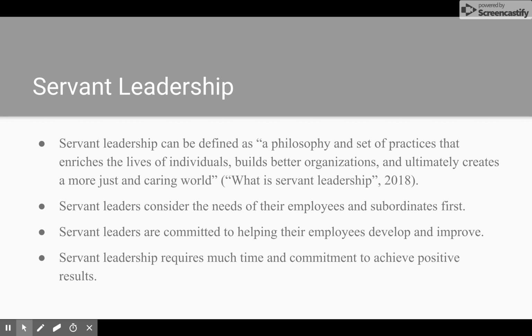Servant leadership will require much time and commitment to achieve positive results. However, servant leadership will lead to motivating employees by gaining their trust and creating a positive working culture.